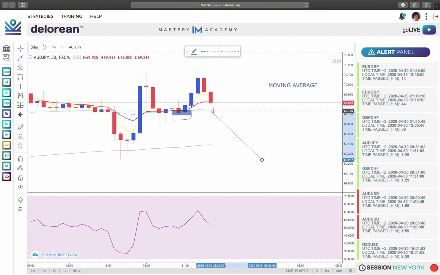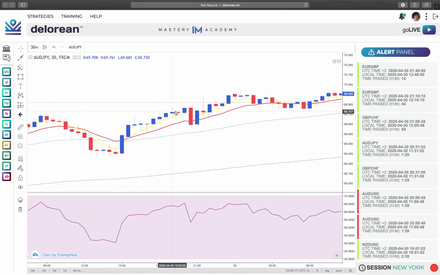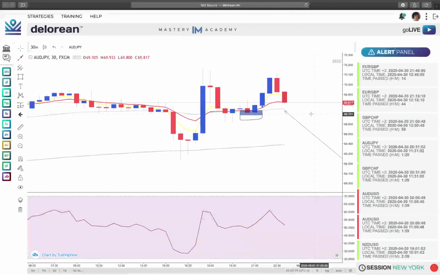The magnet is the aqua. The market loves to go rally, come back to the magnet. Rally, come back to the magnet. Rally, come back to the magnet. So on and so forth, whether it's an uptrend or a downtrend.